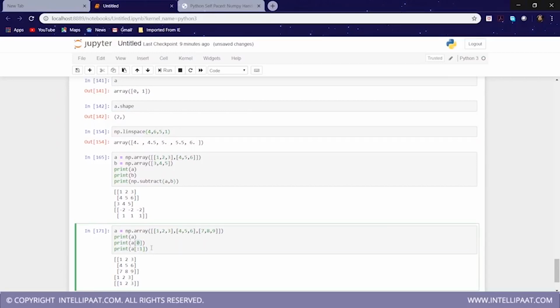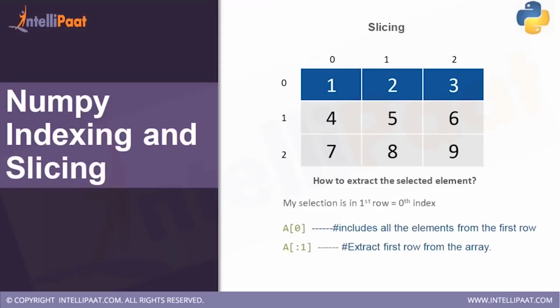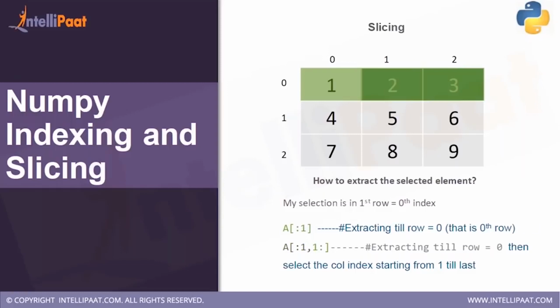And in A[0], we are simply accessing the first row of the 2D array, and that's why we are getting 1 2 3 as a list. So that's how slicing works for arrays. Now let's go back to the PPT and see what all things we can do. So A[:1], extract till row equals 0. That means it is the first row that is being printed, right?